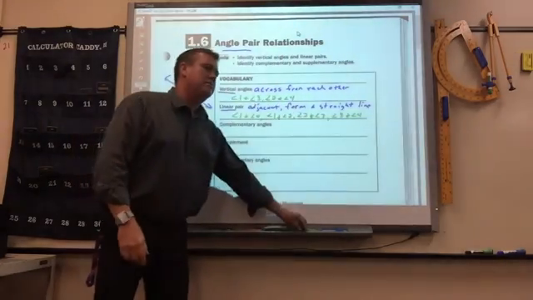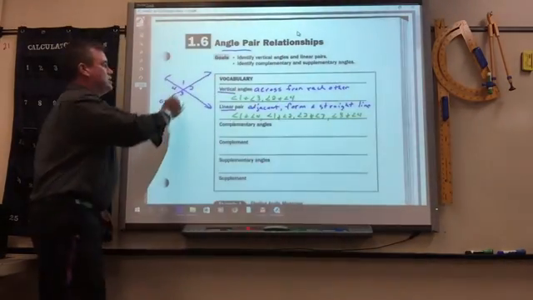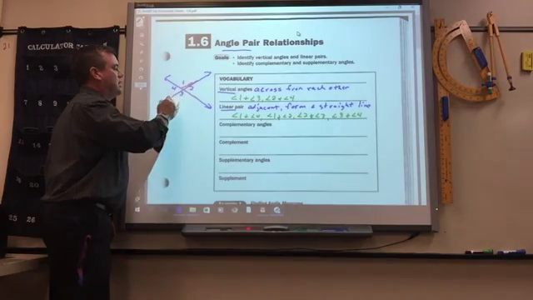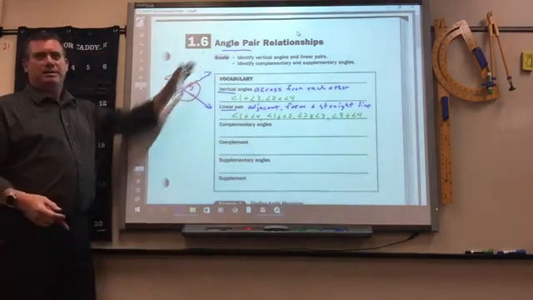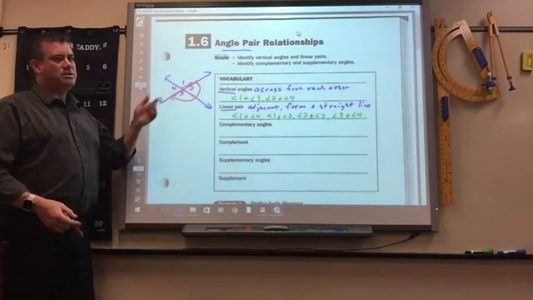Because a linear pair, I'll just pick one set. Here's angle 2, here's angle 3. Together they form a straight line. And they are adjacent to each other.